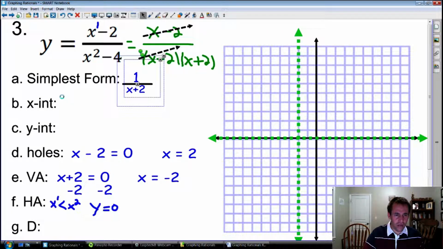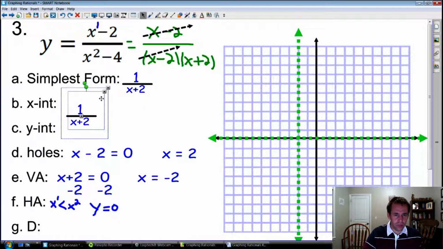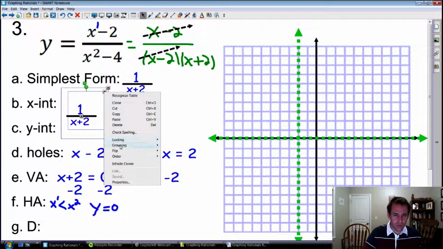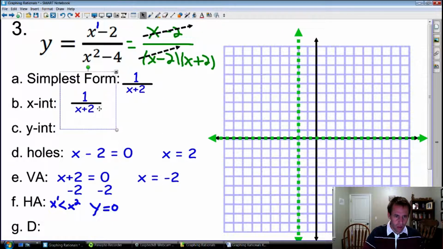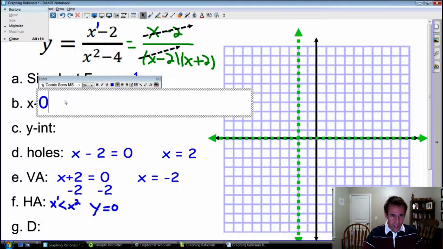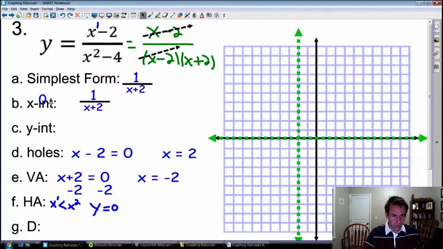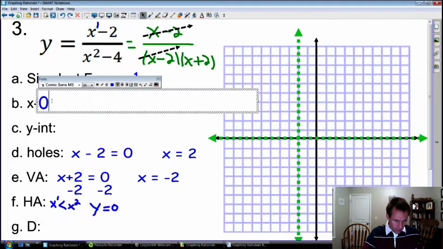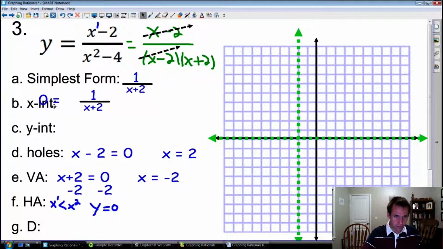So here we go. There's our simplest form there. Group that together. So we're going to set y equal to 0 for the x-intercept. So we're going to say that 0 is equal to right there. So instead of being y, we put 0 there. Okay, now we're going to solve for x.